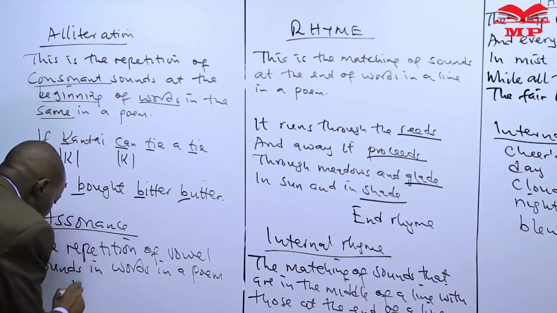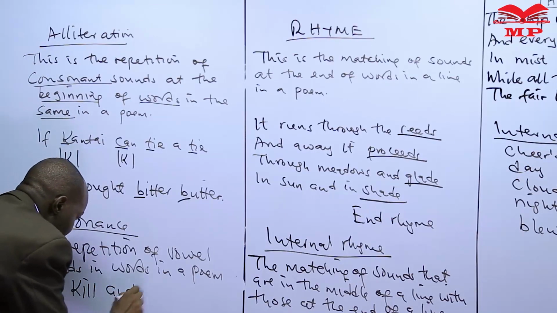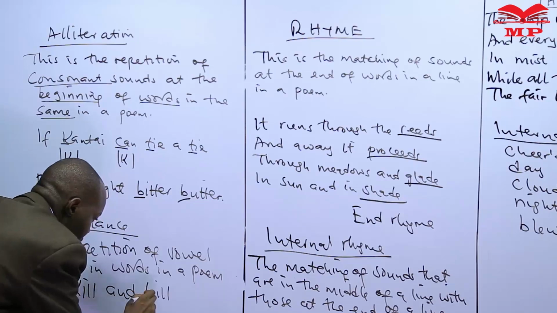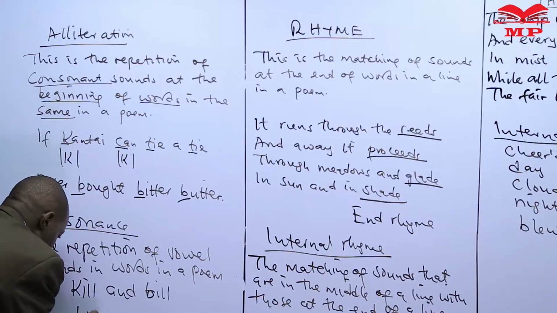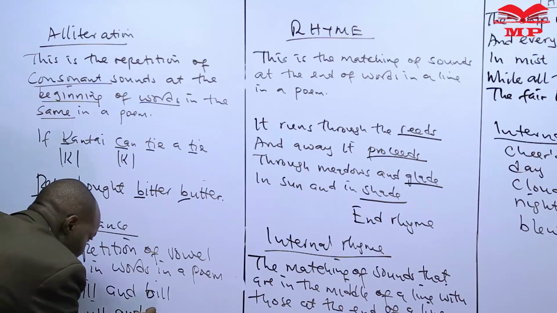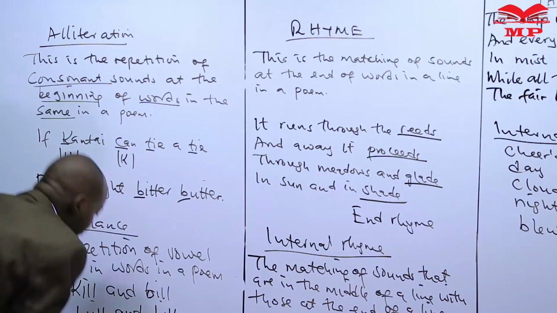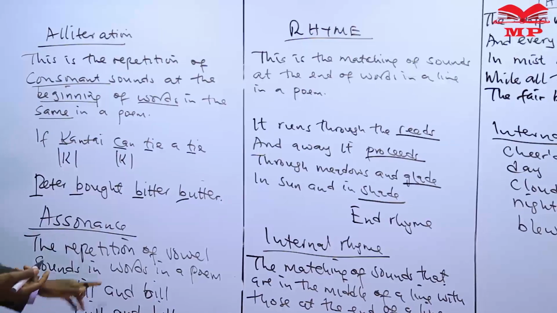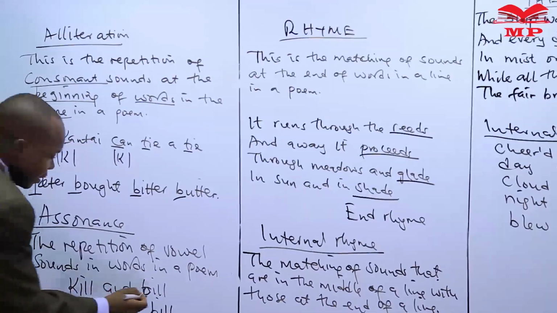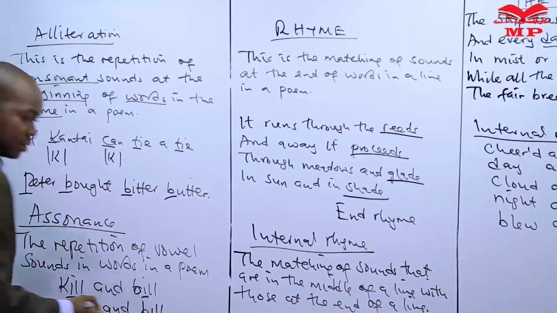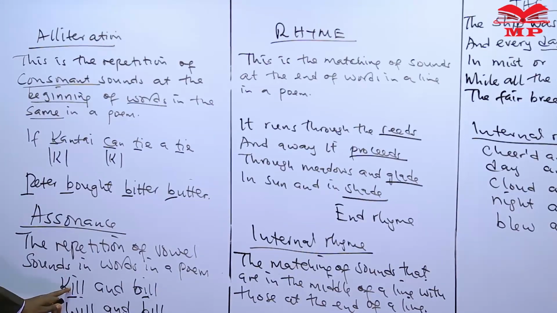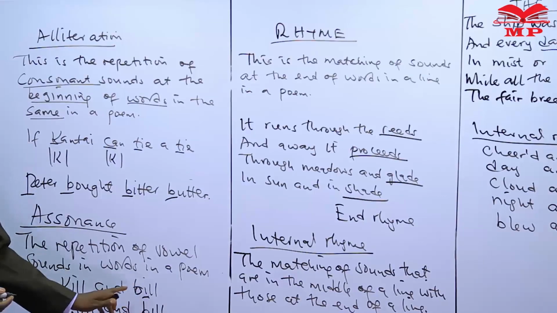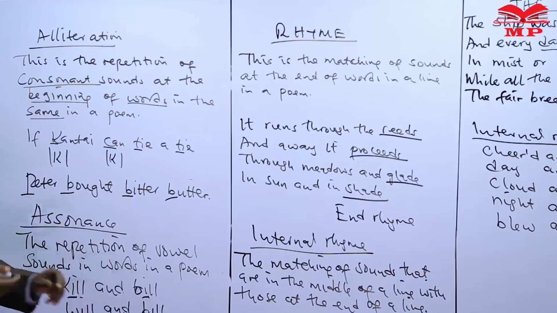For example, kill and bill, will and bill. If you look at these words, kill and bill, we have the sound e, will and bill. So when you are repeating vowel sounds, a, e, this sound e, kill and bill, will and bill. So when you repeat such sounds, we call this assonance.